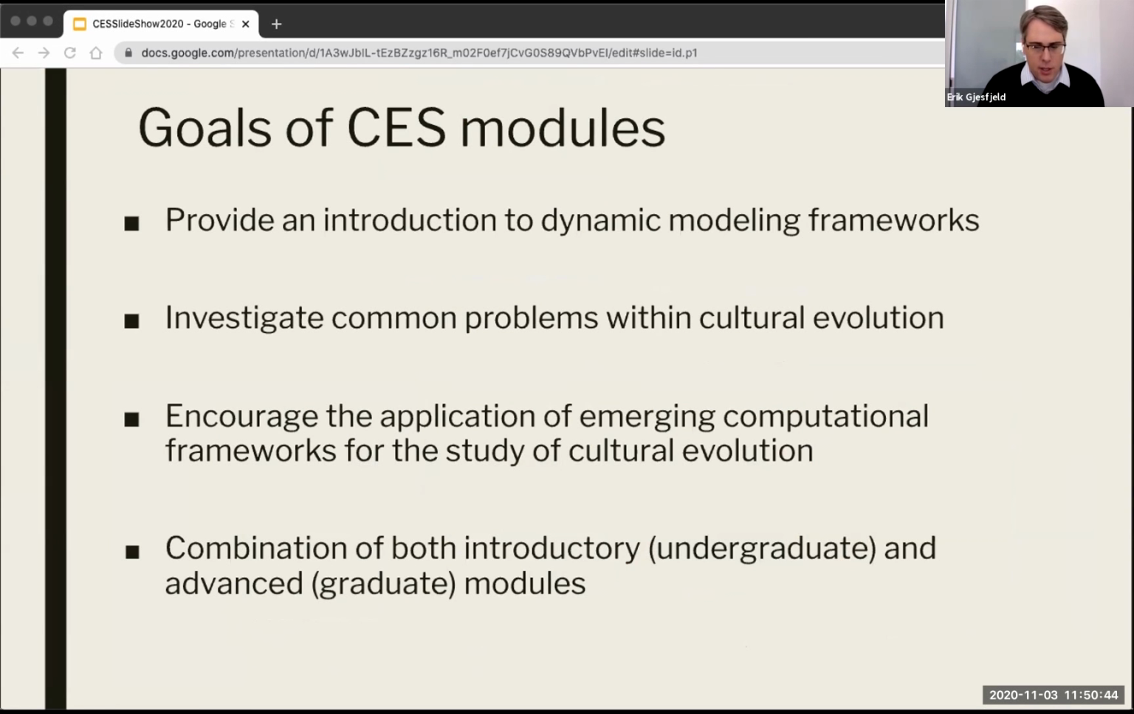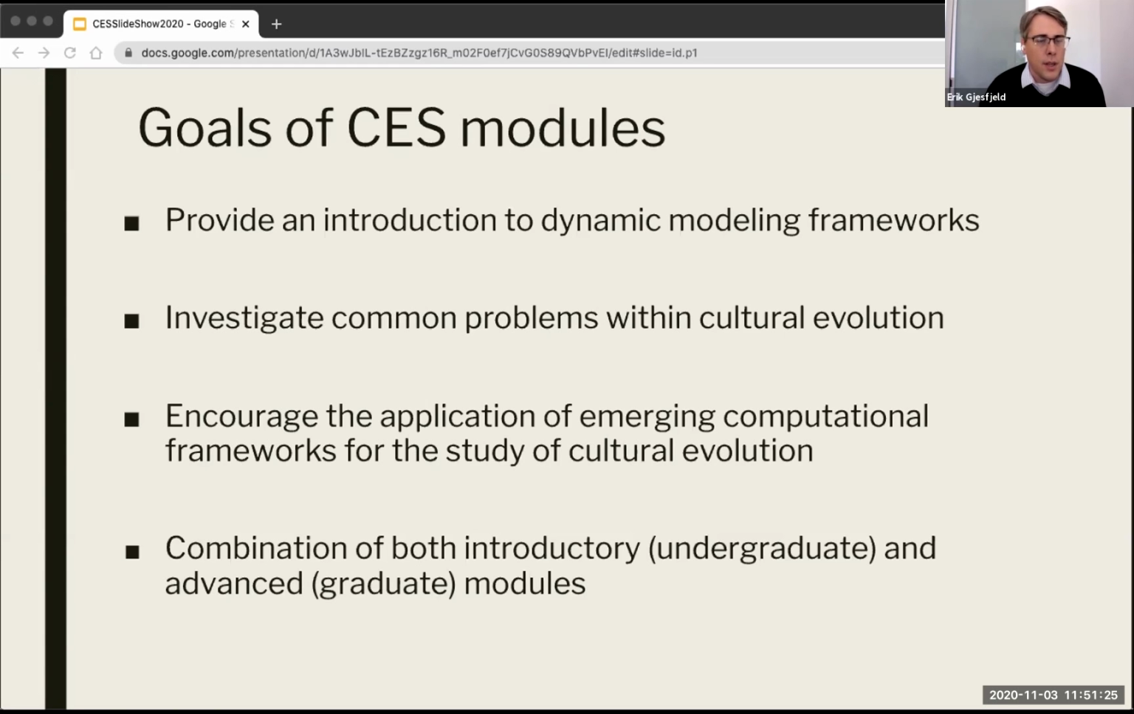So I want to start out by talking about the justification, or why we started to develop this particular module. When we originally applied to develop a module for these Cultural Evolution Society modules that were funded by the John Templeton Foundation, we wanted to hit on some of the key goals of these modules. One of those was to introduce dynamic modeling frameworks. As we've discussed in earlier webinars, modeling has been an important part of cultural evolutionary research. And we hope that our module can at least help people gain familiarity with certain modeling approaches.